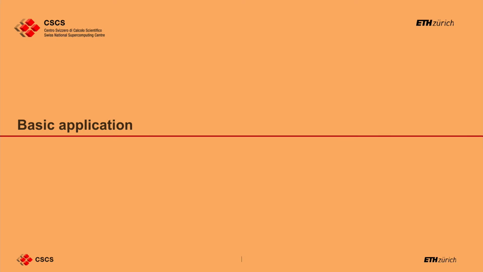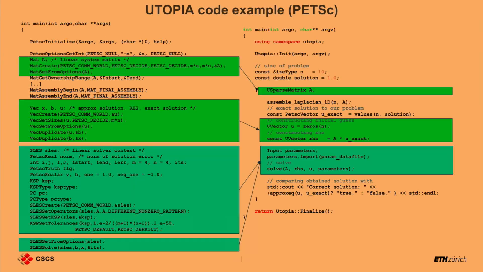So, basic application. Now we will show you one example of Utopia code compared to PETSc and Trilinos. So this is one example. On the right, you have the Utopia code. On the left is one example taken from PETSc. I underlined in order to make it clear which are the logical blocks. So here you define the matrix, define the vectors. Here you read the parameters for the solvers, and here you define the solver and the preconditioner. The one thing is, in Utopia, everything is defined in the solver class and the solver method.